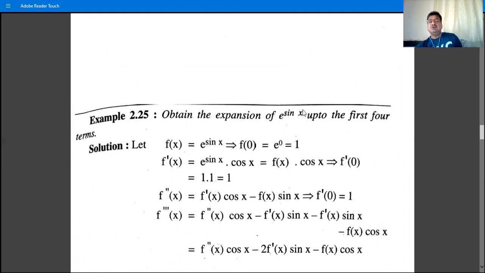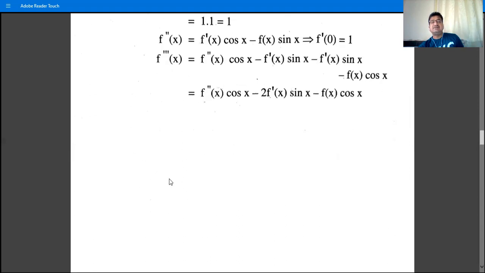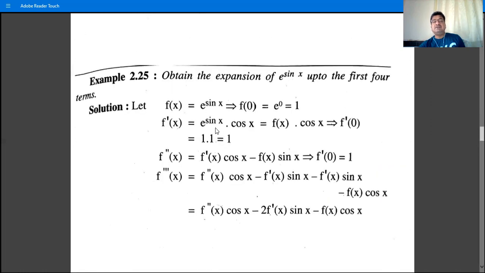Obtain the expansion of e raised to sin x up to the first 4 terms. So denote f(x) or y(x) as e raised to sin x. The f of 0 is e raised to 0, which is 1. Then find the first order derivative, f'(x), f''(x), f'''(x), and their values at 0. So f'(x) is e raised to sin x, derivative e raised to sin x into the derivative of sin x, which is cos x. So that is e raised to sin x, which is just f(x), times cos x.